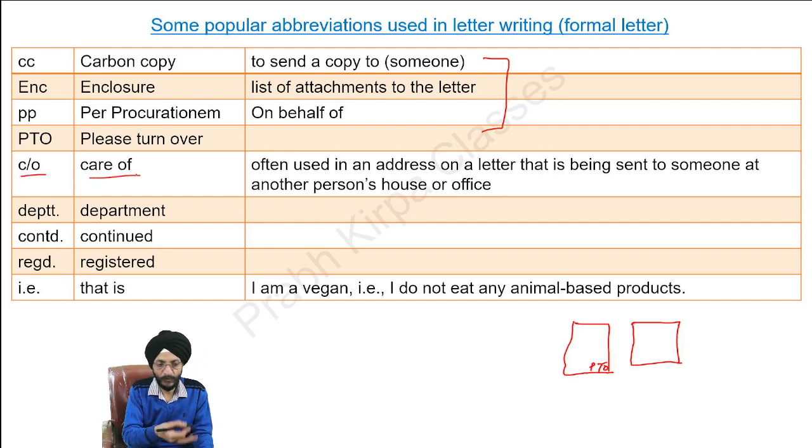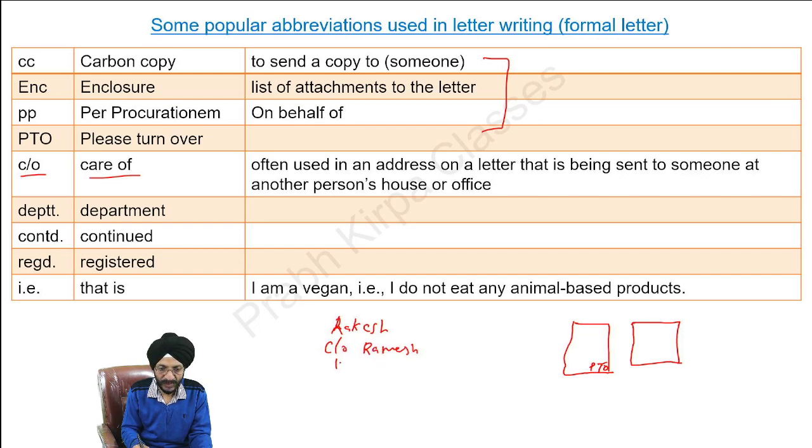C/O, sometimes we have to use the word C/O in formal letter, which means suppose you are writing a letter to someone, but he is residing with someone at another's address. So in that case, we use care of. Rakesh is residing in Ramesh's house. Rakesh, care of Ramesh, 12 Ganga Colony, New Delhi. So you will understand what is the meaning of care of.